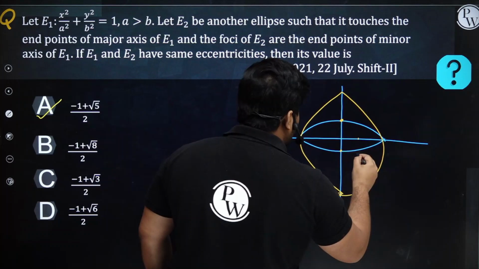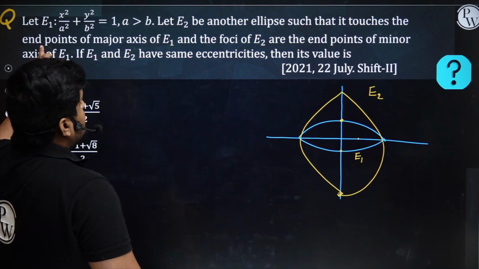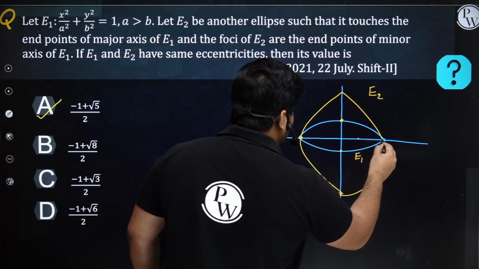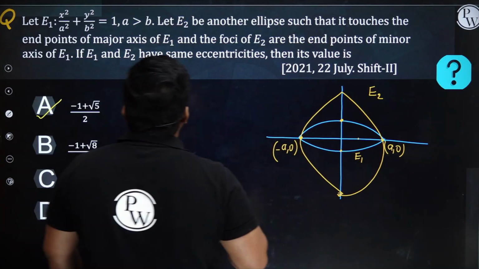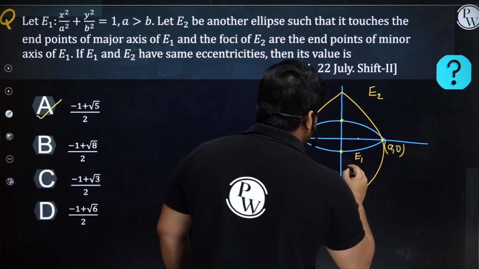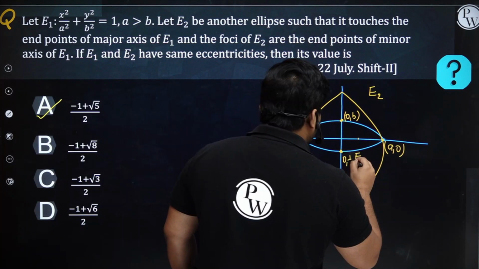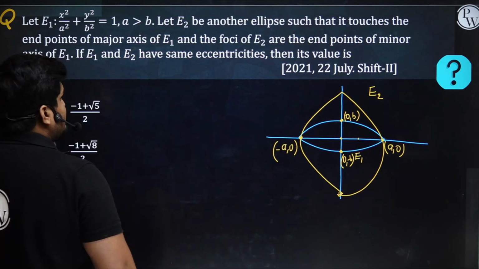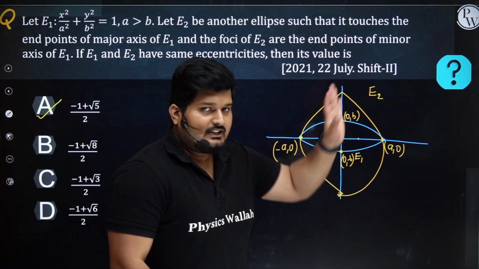What is being said? That it touches the endpoints of the major axis of E1. That is, it is passing through a comma 0 and minus a comma 0, and the foci of E2 are the endpoints of the minor axis of E1. So these are the foci, 0 comma b and 0 comma minus b, for E2. If E1 and E2 have the same eccentricity, find its value. So both ellipses E1 and E2 have the same eccentricity.